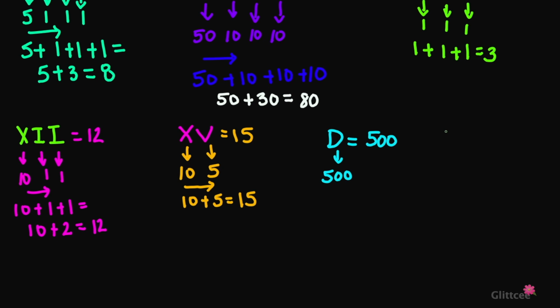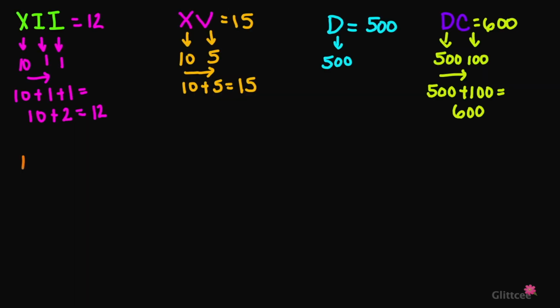What if I gave you DC? Roman numeral D is 500, and then Roman numeral C is 100. So I'm going from big to small. I'm going to add 500 plus 100, and that's going to equal 600. So Roman numeral DC is 600.